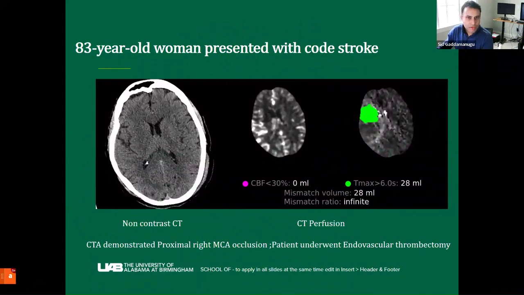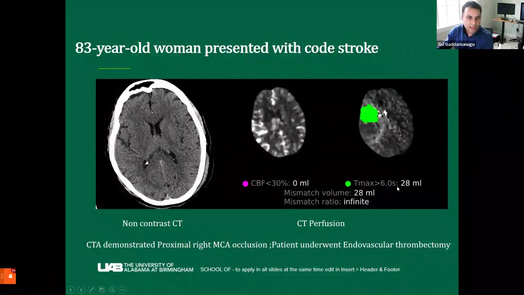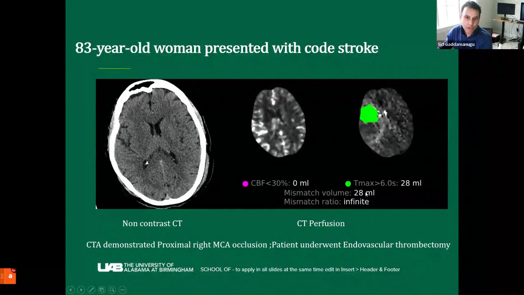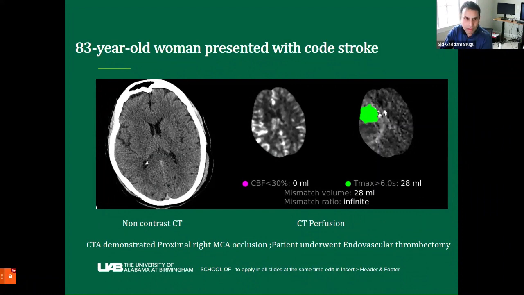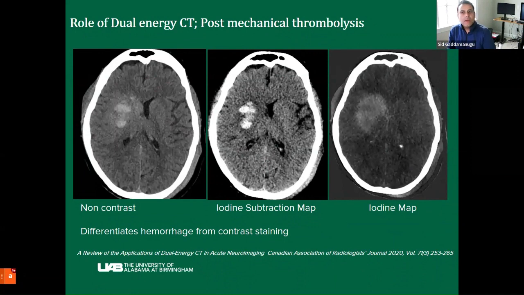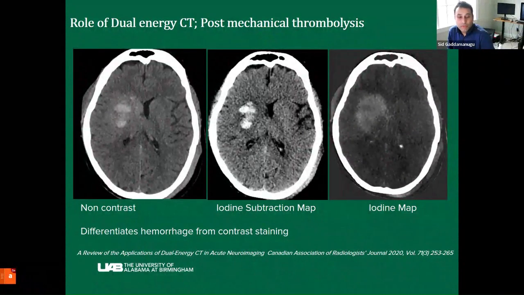So I just wanted to share this example of a patient who comes with a code stroke and has a nice area of ischemia in the right frontal lobe. The Tmax ischemic volume is 28 ml, and the infarct is small. So a great candidate for endovascular treatment, and this patient actually underwent mechanical thrombectomy. So after mechanical thrombectomy, we do a non-contrast CT. Obviously, every patient gets a non-contrast CT. You want to assess for the potential for hemorrhage after endovascular treatment.